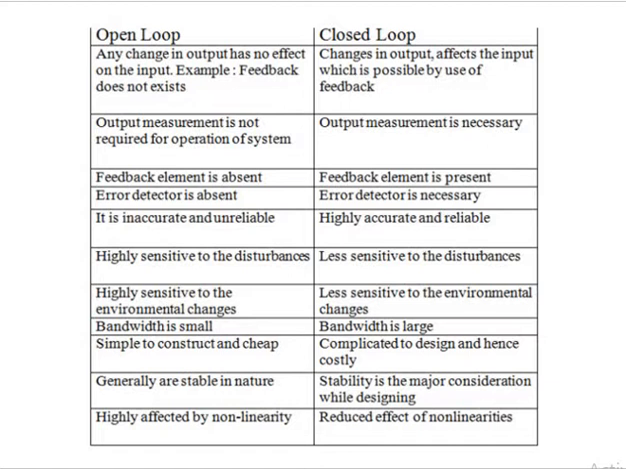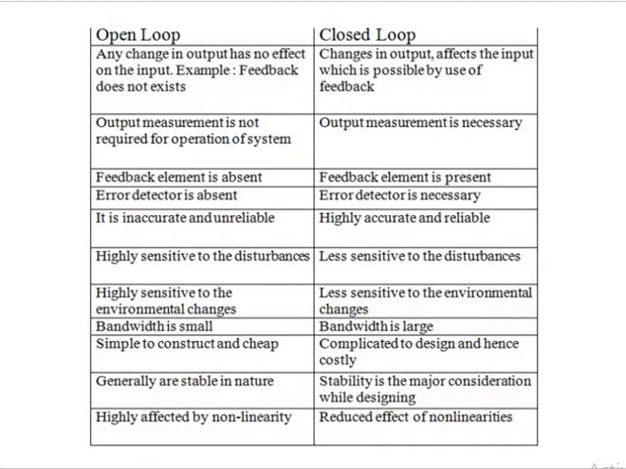So the feedback element is absent here, feedback element is present there. Error detector is not there, but here the error detector is necessary. Okay, it is unreliable. Yes, we can't trust open loop control systems. We can trust closed loop control systems. Sensitivity to disturbances is very low in closed loop control systems. Bandwidth is very small in open loop, and very large comparatively in closed loop. Environmental changes: it is highly sensitive for open loop. If environmental changes occur, closed loop will work with very low sensitivity. And open loop is very cheap and constant.